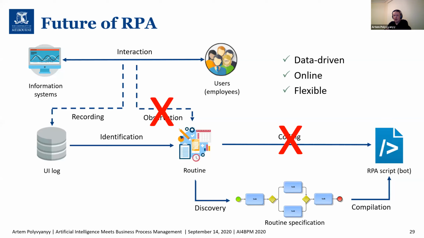You can do it online, just as you go, as you click in your system, and then the system can automatically suggest to you, look, you are repeating this very often, do you want to automate that? It's very flexible because if your work practices change, if the data format changes, you can quickly readapt, etc.